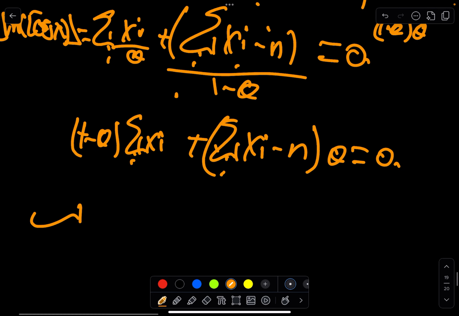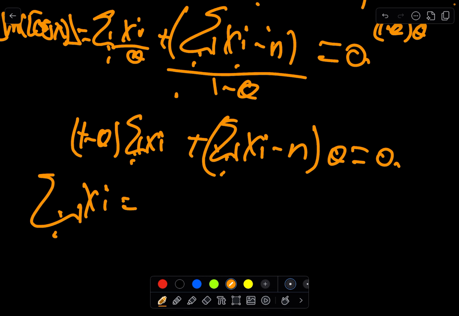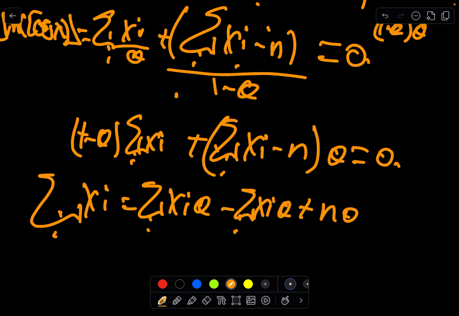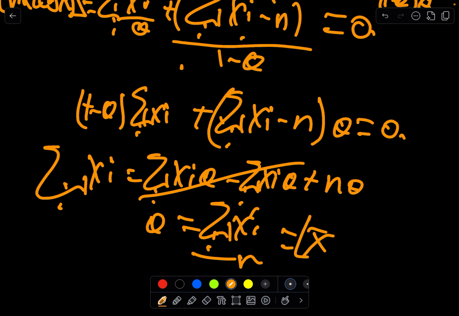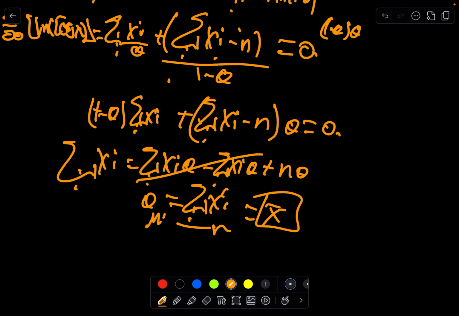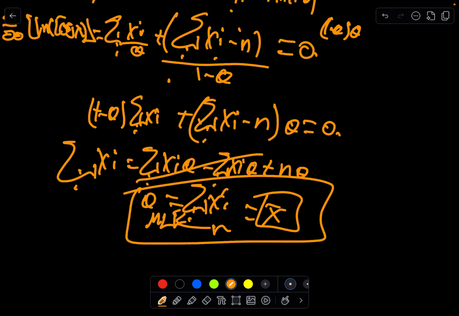So the sum of x_i is equal to the sum of x_i theta minus the sum of x_i theta plus n theta. So we see theta is the sum of x_i over n, which is x bar, which is what we expect. So that's theta MLE.